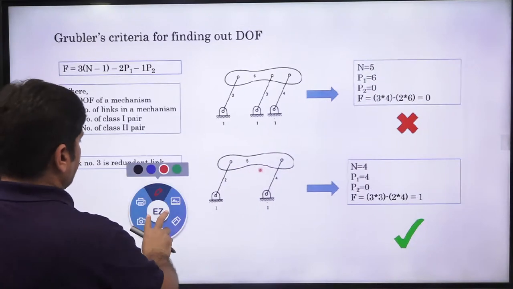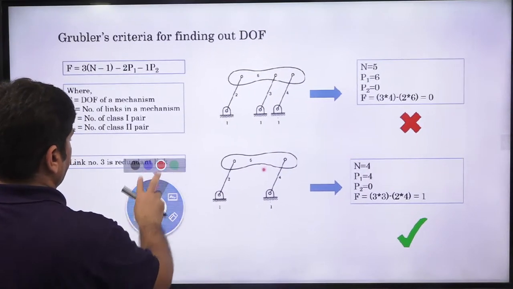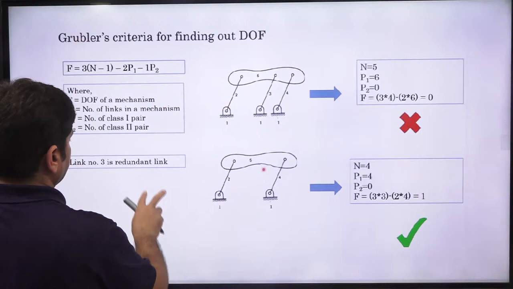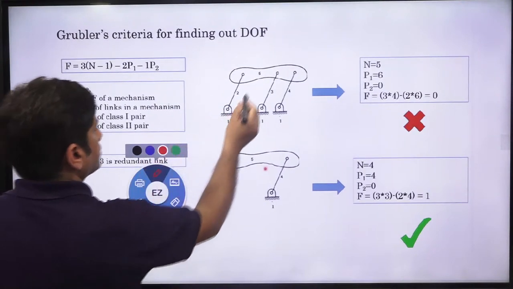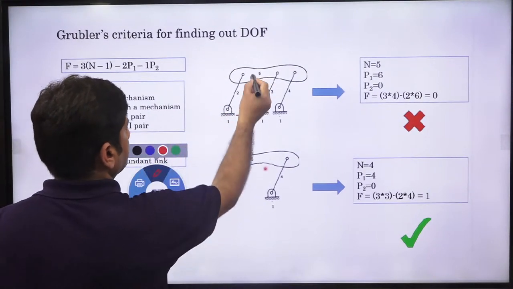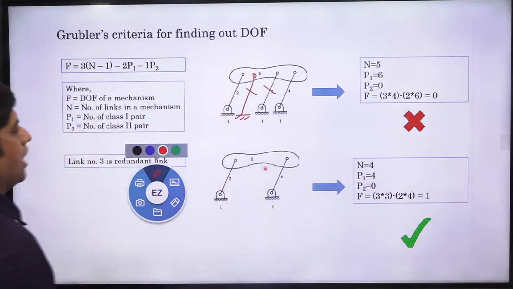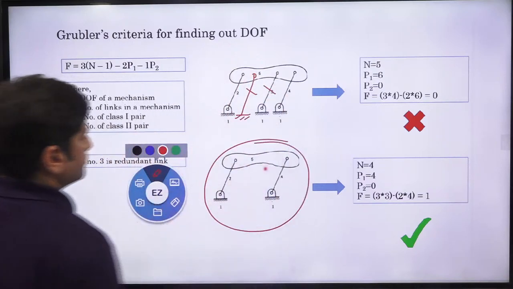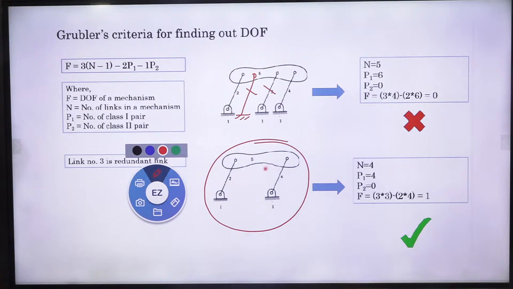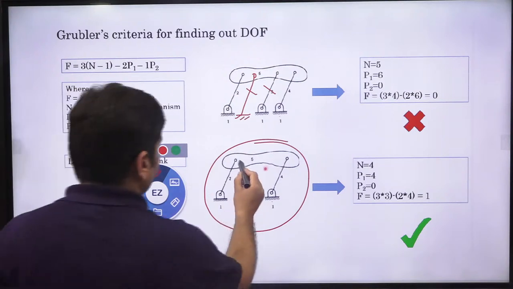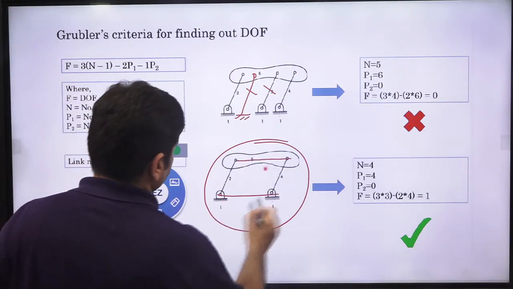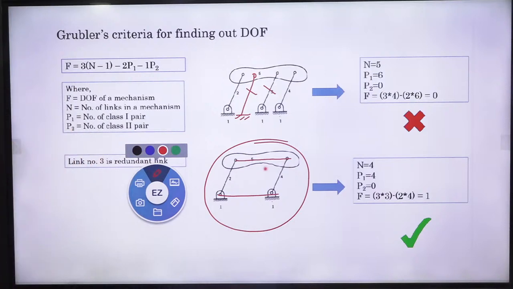Even if I give you another diagram like this, suppose I give you one more link here, then also it is going to remain the same. That means this link is a redundant link. Remove it and then see the diagram. And this simply becomes a four bar mechanism. Yes, so there is one redundant link.